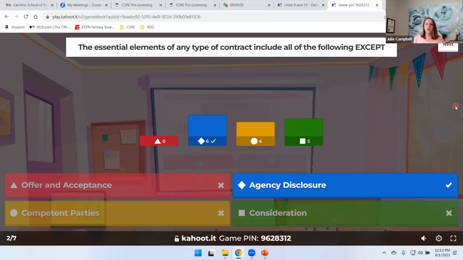Agency disclosure is in no way, shape, or form a contract. We don't use it in contracts. So what are we looking for? Offer and acceptance is our meeting of the minds. Offer and acceptance is that mutual assent. So we have to have that. We have to have competent parties. We have to have some form of consideration. And the other thing here is we have to have legality of object. So in other words, you can't have a legally binding contract for an illegal purpose. Those essential elements, please refer back to page 257 of your book. 257 lets us know the essential elements of a contract. Questions on this one?